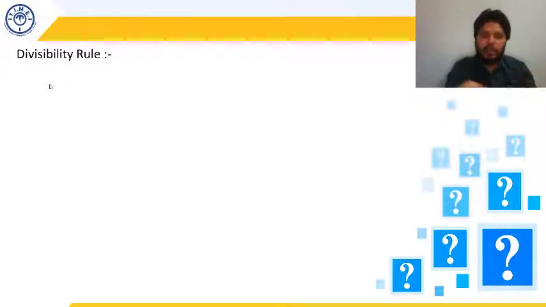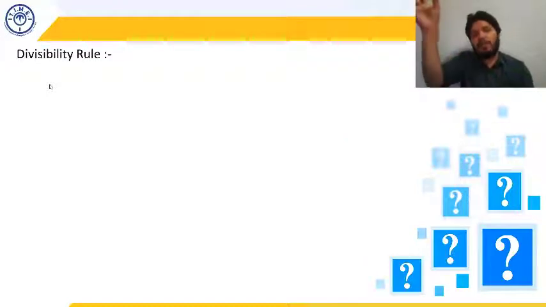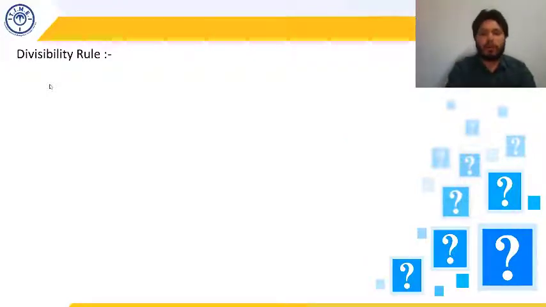So next is divisibility rules. The first topic which comes to our mind after classification is going to be divisibility rules. There is a set of rules by which we can determine whether a bigger number is divisible by a smaller number or not. We are going to discuss that here. So let's start discussing it.